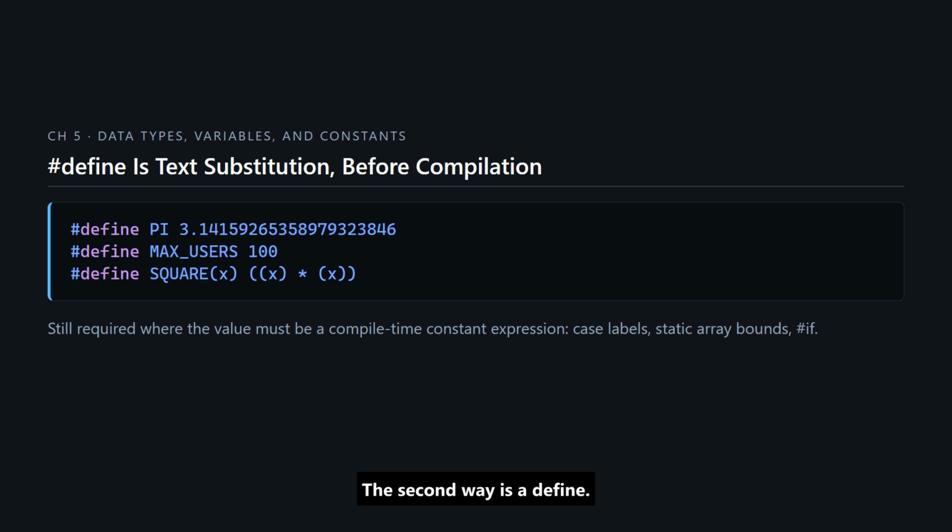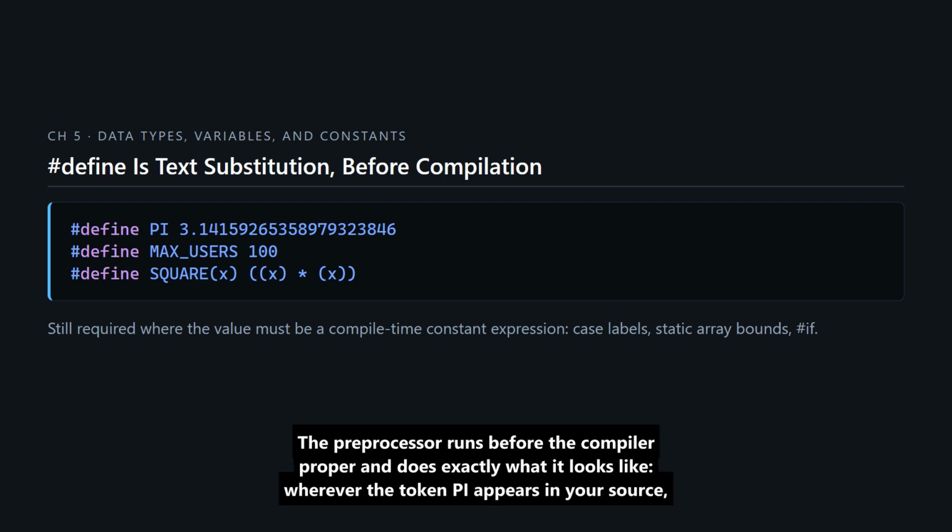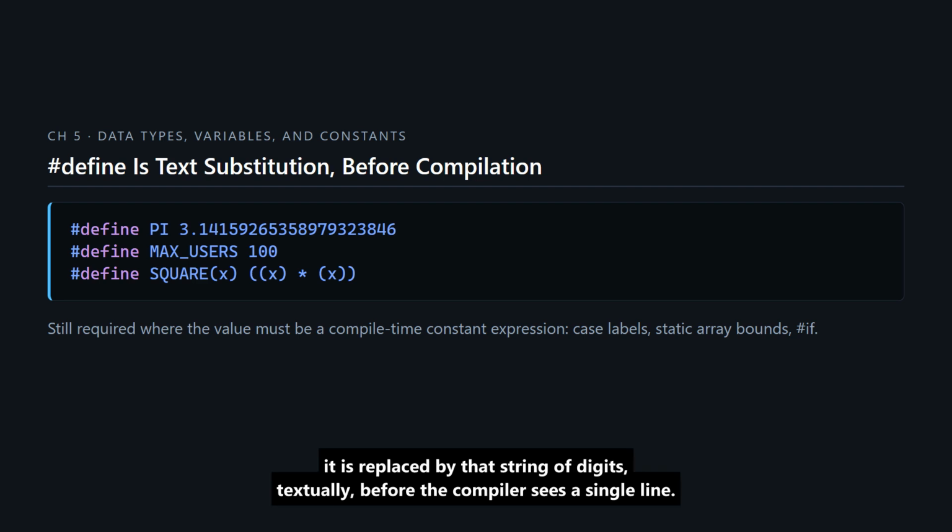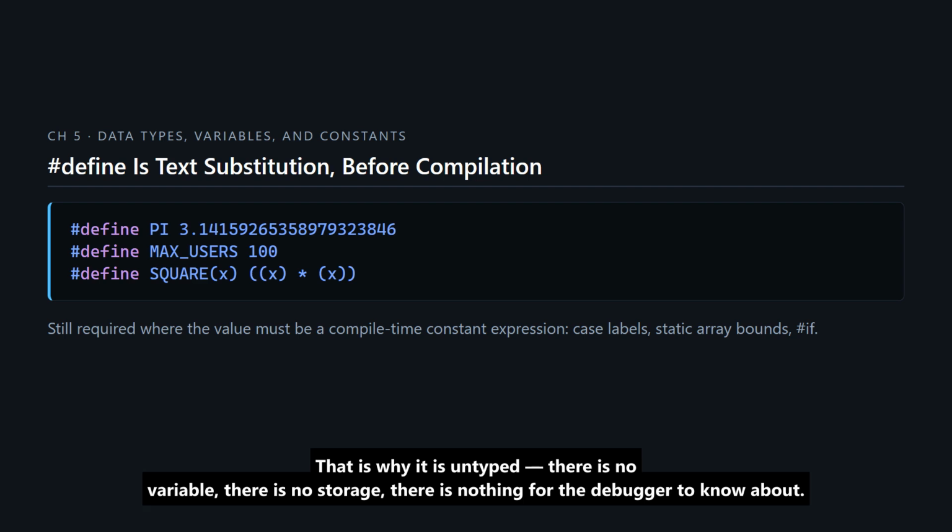The second way is a define. The preprocessor runs before the compiler proper and does exactly what it looks like: wherever the token pi appears in your source, it is replaced by that string of digits textually before the compiler sees a single line. That is why it is untyped. There is no variable, there is no storage. There is nothing for the debugger to know about.